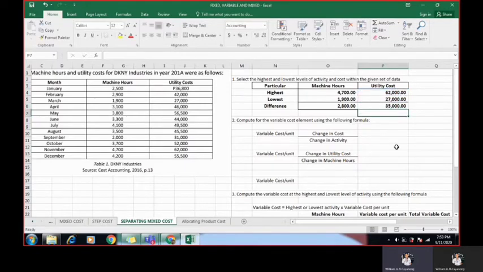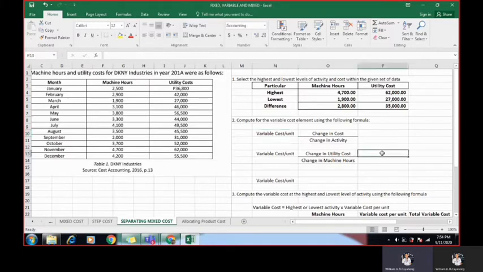For the step number 2, compute for the variable cost element using the following formula. So to get the variable cost, ito yung formula natin. Change in cost over change in activity. Now, ito yung sa step 1 natin, di ba? So the variable cost per unit is what? How much is the change in utility cost or the difference between the highest and lowest level? So, di ba? 35,000. So, lalagay natin dito, 35,000.